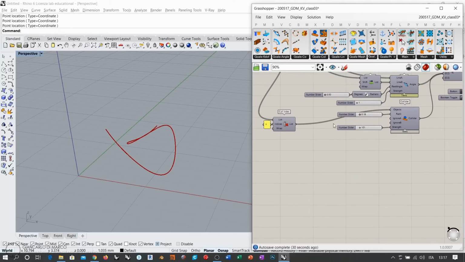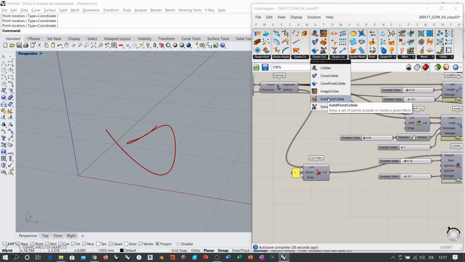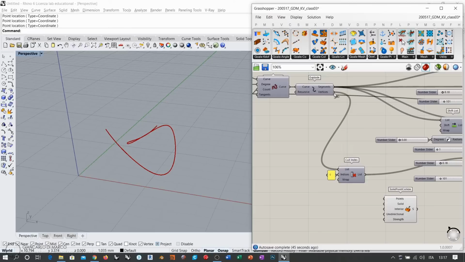So what I can do is use another constraint, which is a Gauss collision. So I'm going to use a solid point collide. Keep a set of points outside or inside a given mesh. My points are all the vertices, these vertices here.